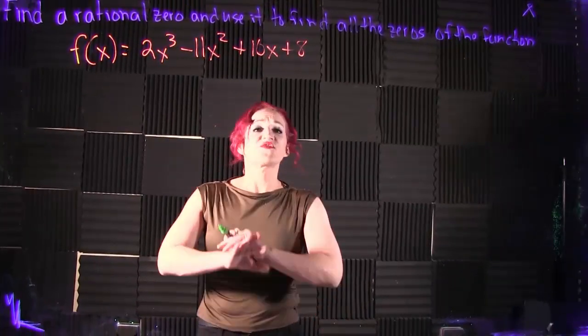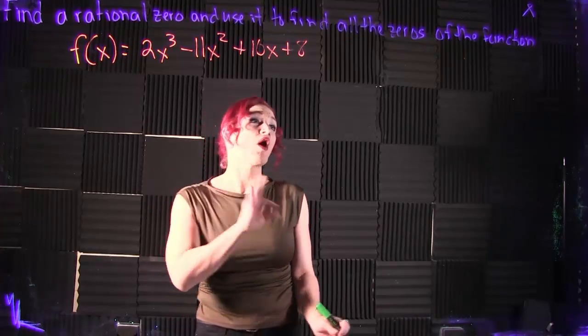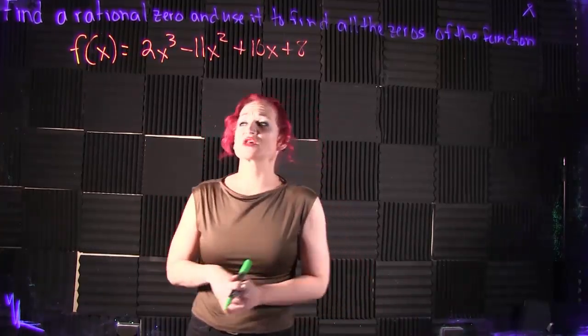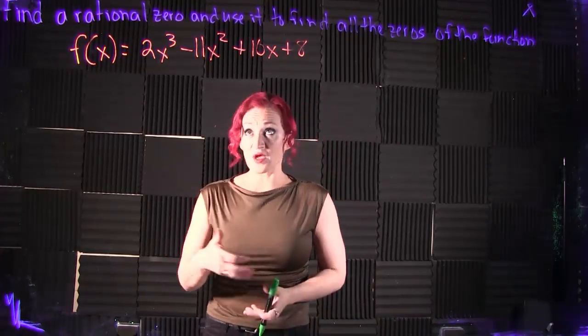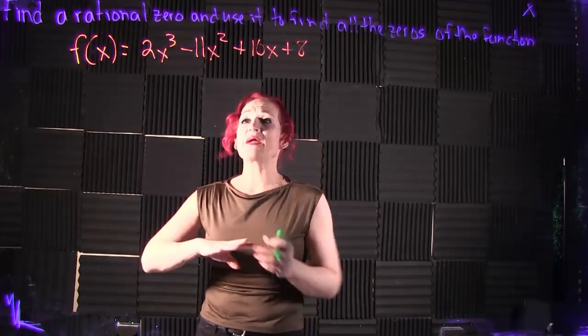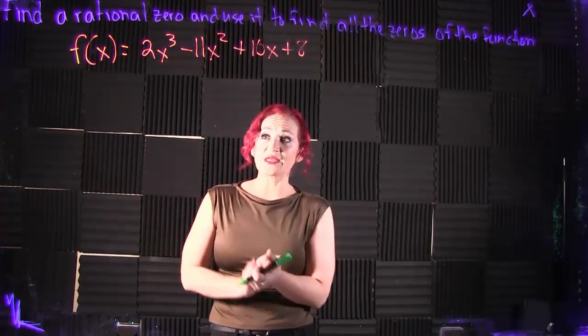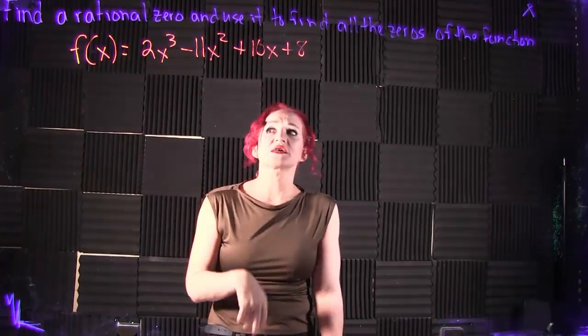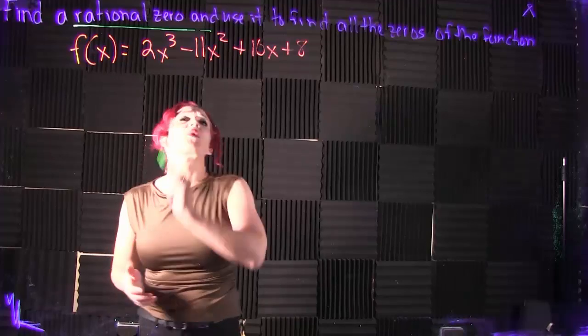All right, so for this problem, we are asked to find a rational zero and use it to find all other zeros of the given function. So take a look at our function that we have here. Typically when solving a polynomial function, if we're able to factor it or do some simplifying, we tend to go with that. But taking a look at the function that we have here, this is not factorable. And they're asking us to find a rational zero here.